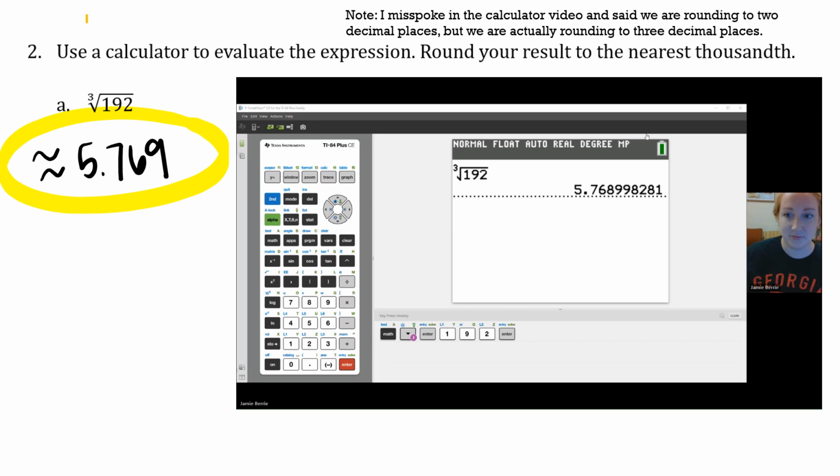All right, so again, if you just need a quick reminder on rounding, we're supposed to round to 3 decimal places, so we're looking at the 4th decimal place to tell us if we should round up or keep it the same. If it's 5 or larger, then we're going to round up. If it's less than 5, we're going to keep it the same. All right, so since this number here is greater than 5, then we're going to round up. So we have 5.769.